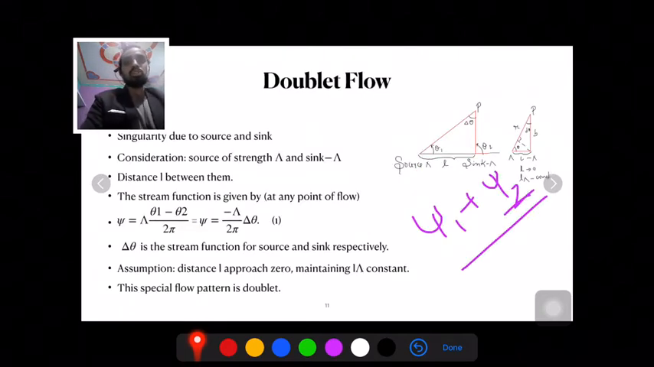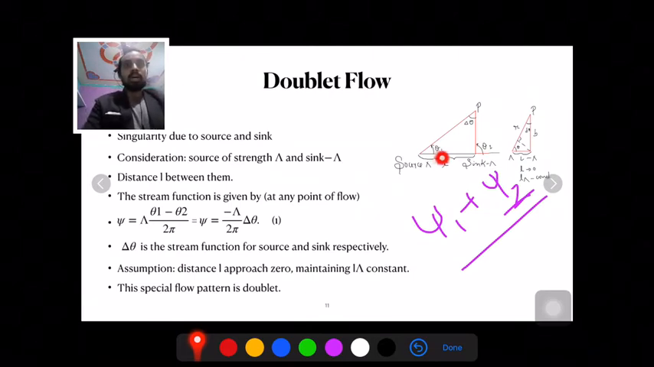Now, what is a doublet? You have to assume that the separation L shrinks, that means L tends to 0, while the magnitude of L times lambda is kept constant. When you reach that limiting flow pattern, it is known as a doublet. The product lambda L is equal to kappa, and this is known as the strength of the doublet flow.